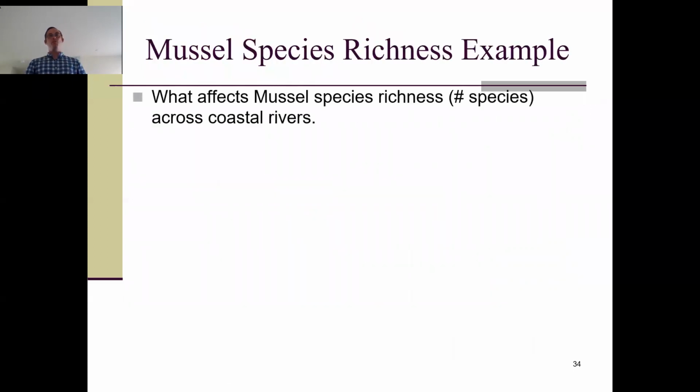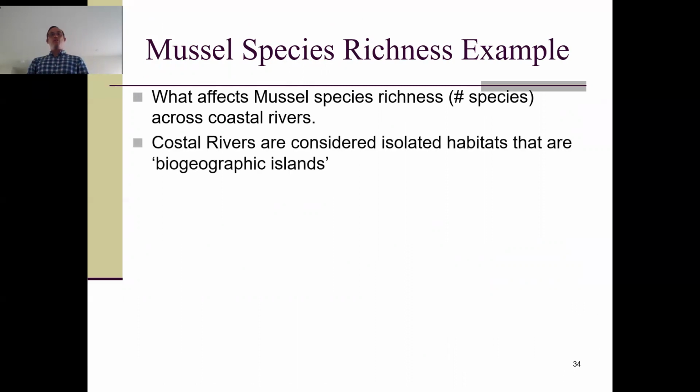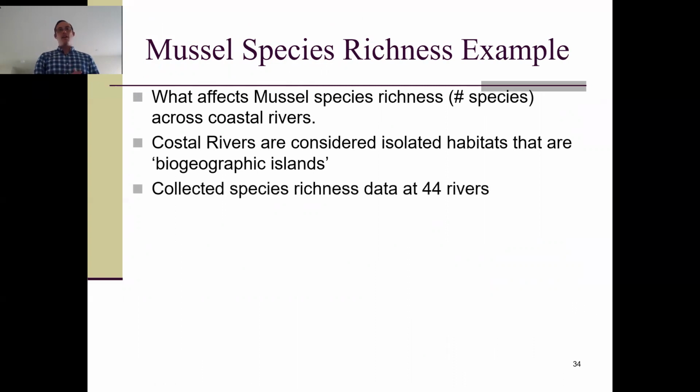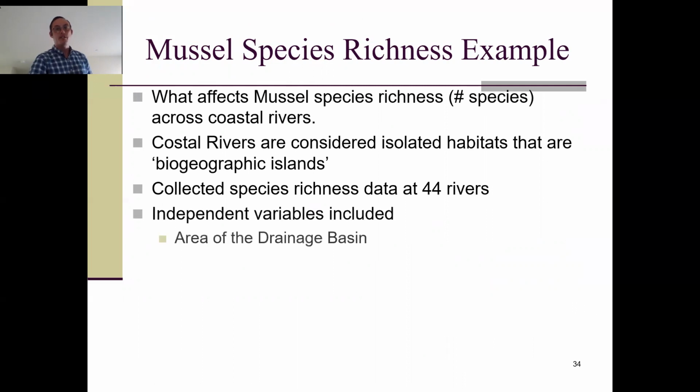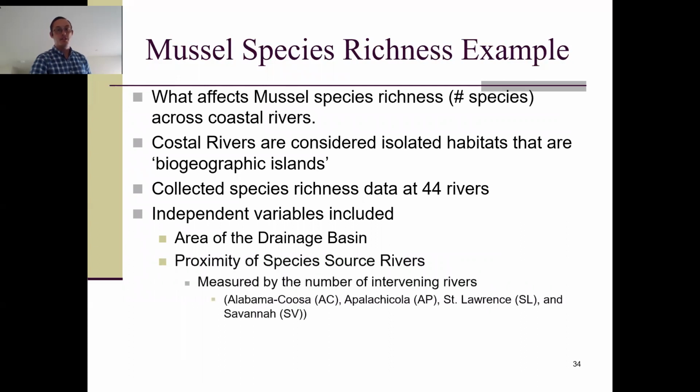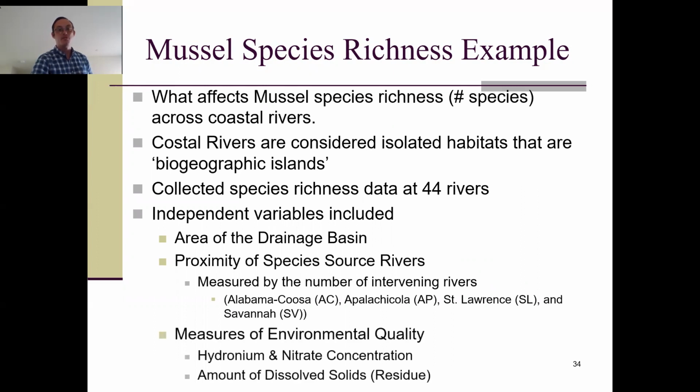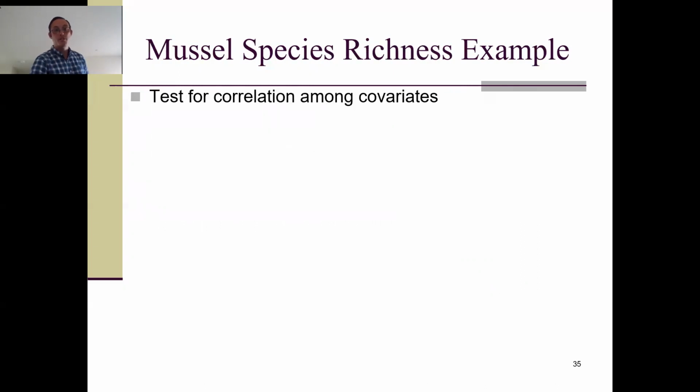And so we have one example where the question is, what affects mussel species richness across different coastal rivers? Coastal rivers are considered isolated habitats that are biogeographic islands. And species richness, which is the number of species that are in a system, was collected in 44 rivers. We included a variety of different independent variables, including the area and the proximity to the river, as well as different intervening potential rivers, and a variety of environmental quality variables. We don't need to focus on what these variables are exactly. This is just a case study to show how you might be able to use something like this.